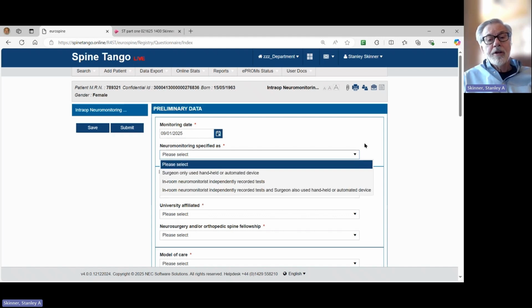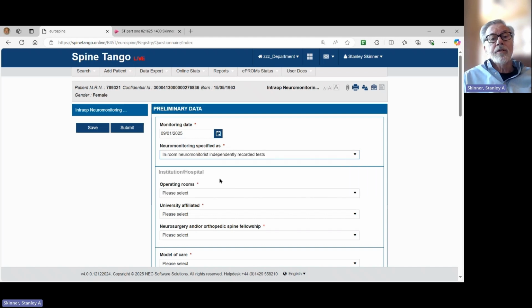First is neuromonitoring specified as, well, the vast majority of instances, our expectation will be in-room neuromonitorist independently recording tests. At times, there may be also the surgeon use of a handheld or automated device. And the form is not really meant for surgeon-only handheld or automated devices. So let's enter in-room neuromonitorist independently recording tests.